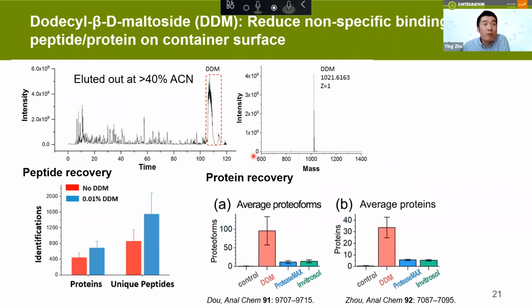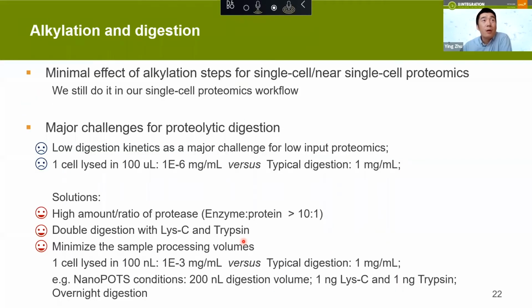For peptide recovery, you can see with DDM we always increase the number of protein identifications. We have a much better recovery if DDM is added into the buffer. The protein recovery is much larger. We compared different surfactants. Generally, without DDM, all the protein will be lost to the container surfaces. For alkylation, we do not see an effect on the proteomic analysis, so you can get rid of it, or you can still do it. It's just one extra step, just 30 minutes.